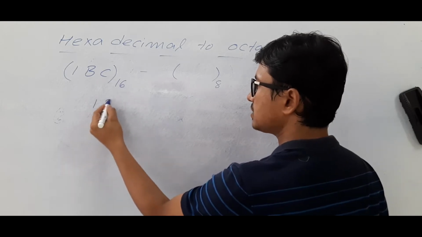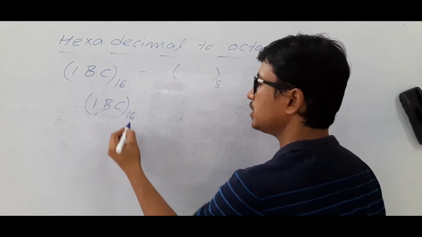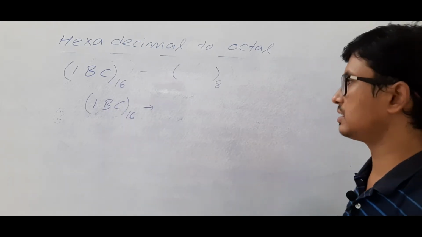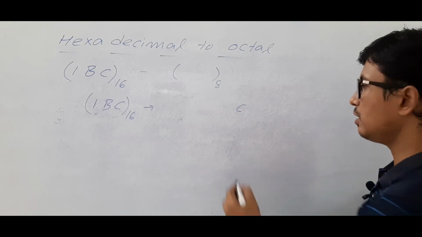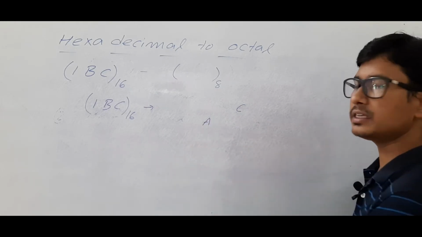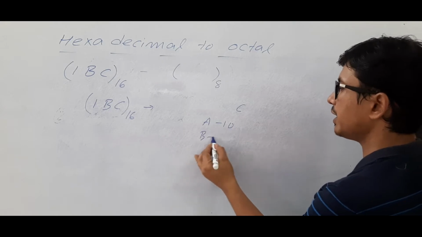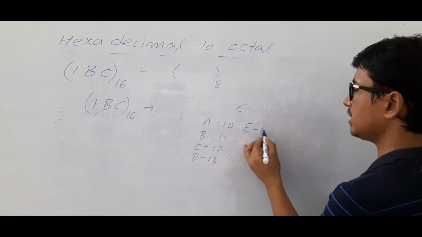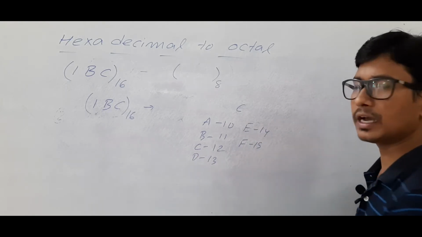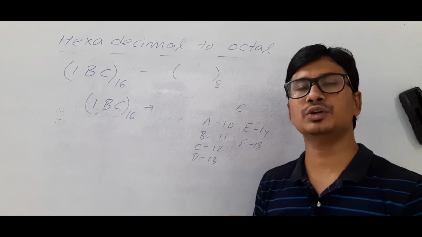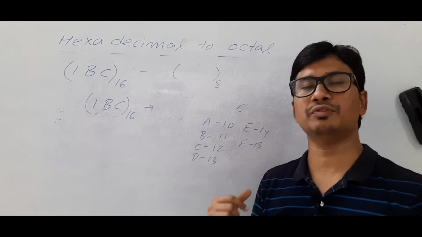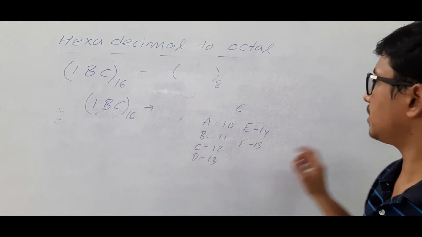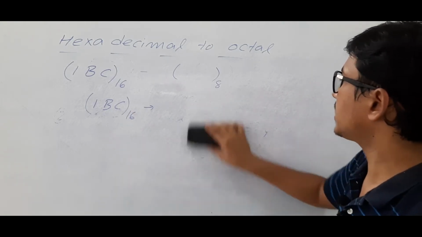Now 1BC, when you are converting into a binary number, each digit you have to represent in terms of 4 bits. Let's take C. What is C? In hexadecimal, A is nothing but 10, B is 11, C is 12, D is 13, E is 14, F is 15. Am I right? Because hexadecimal numbers have 0 to 9, and 10 to 15 are represented as A to F respectively. Now C can be represented as 12. So you should consider it as 12.